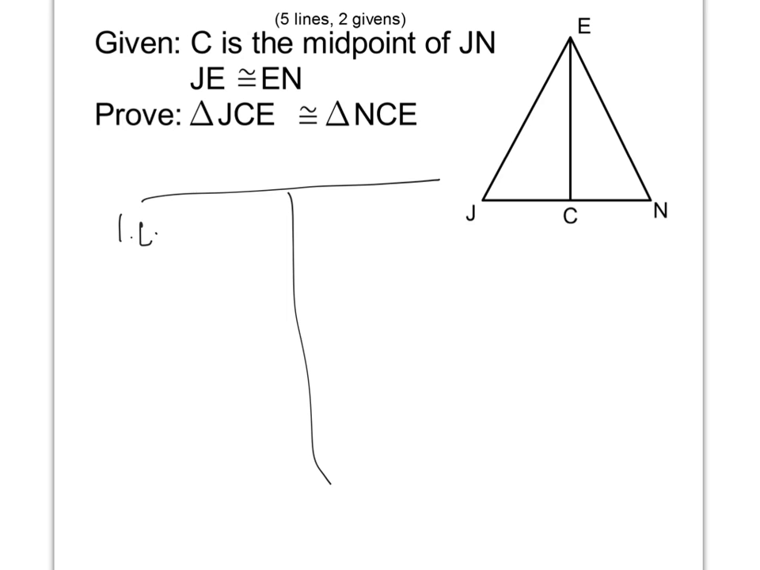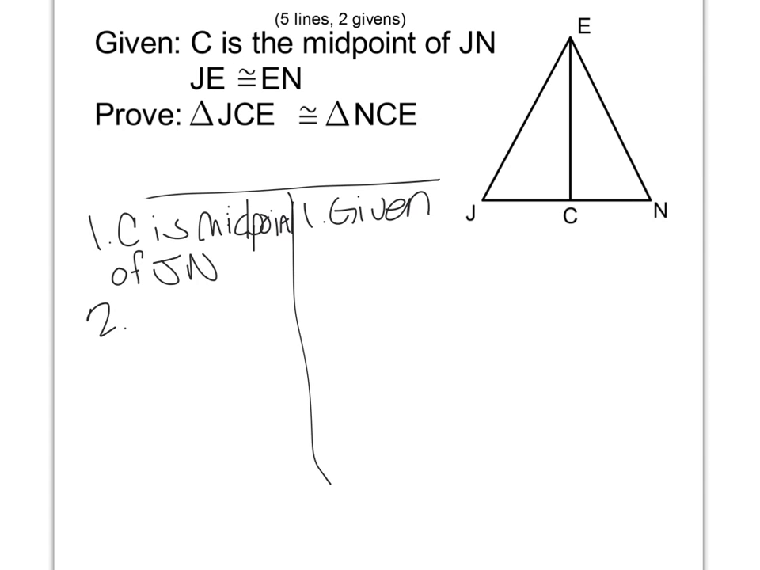First we write our first given. C is the midpoint, of, let's erase this and do this better. C is midpoint of JN. That's our given.